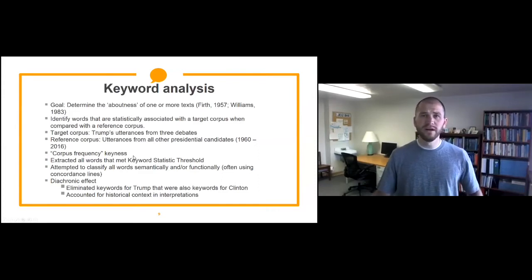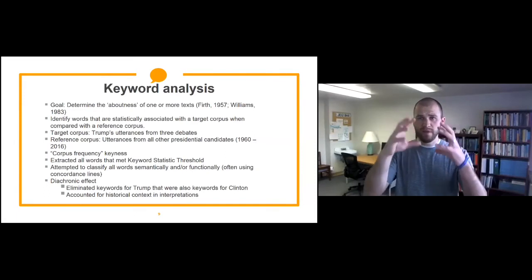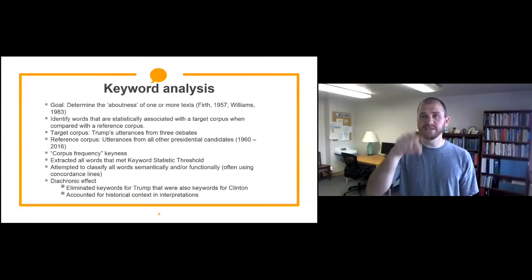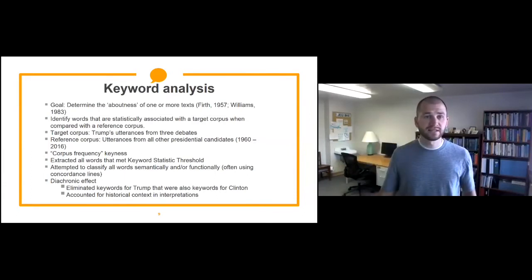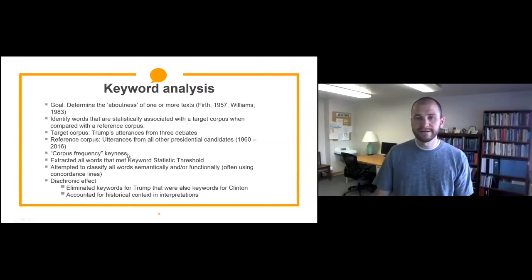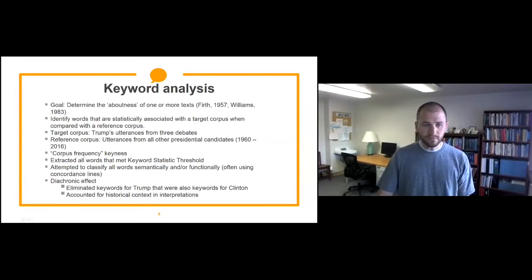Basically what we're doing is we're taking all of the language from Trump as a big blob, and we're counting the frequencies of all of the words he uses in those 3 texts, and then we're comparing it with the frequencies of those words in all of the other texts combined with all of the different presidential candidates. And then we used AntConc and extracted all the words that met what's called the keyword statistic threshold. And then we attempted to classify all the words semantically or functionally. And then we would go into the text and use concordance lines and try to figure out what the words are doing in their respective contexts.